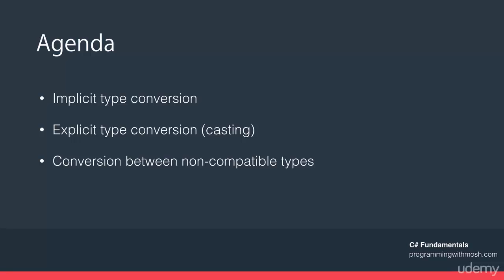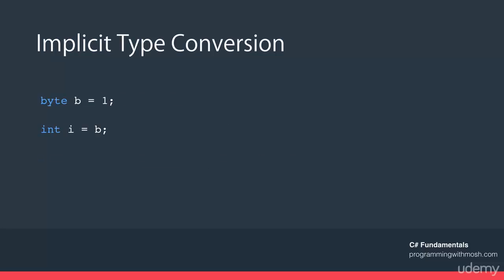In this video, I'm going to talk about various kinds of type conversion in C#. We have implicit type conversion, explicit type conversion, which is also called casting, and we also have conversion between non-compatible types.